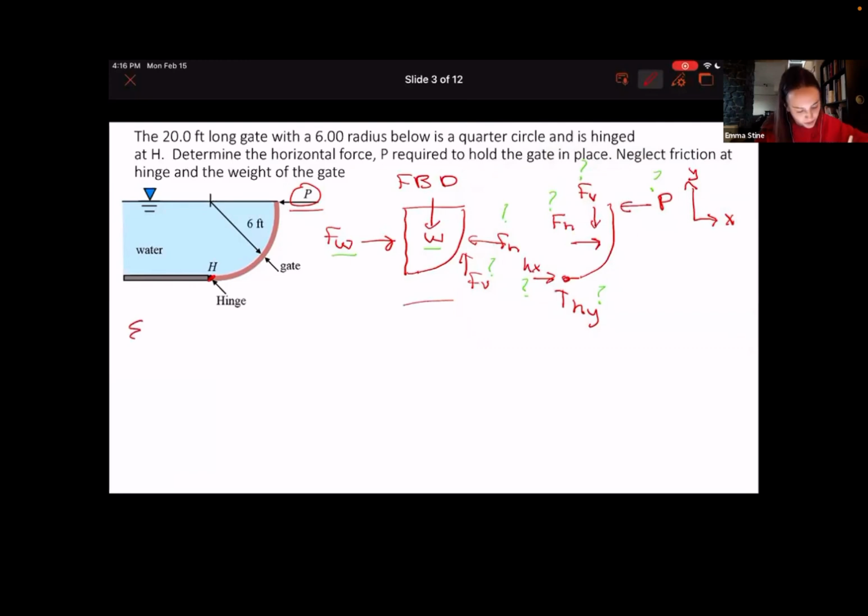So all the forces in the X. Simple at first. We can see that force from the water is acting positively, and that's minus force horizontal from the dam, and that equals 0. And then all the forces in the Y. That's going to be force vertical acting positive, and then minus weight acting negative, equals 0.